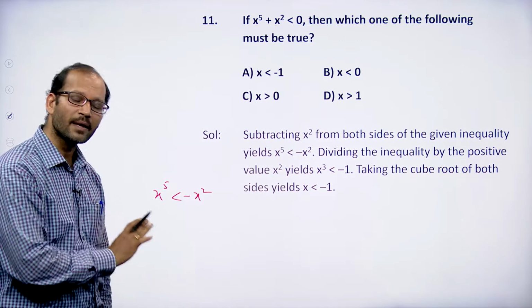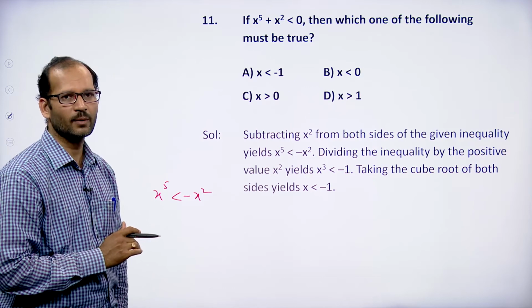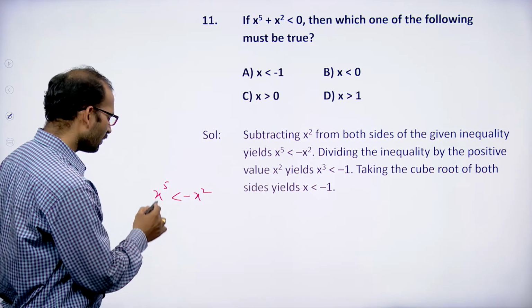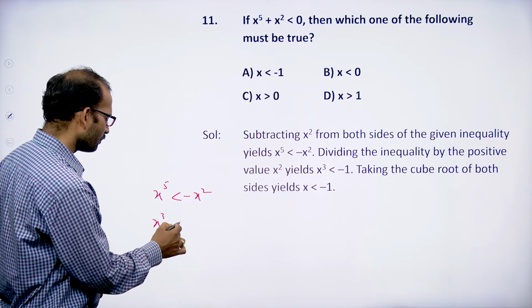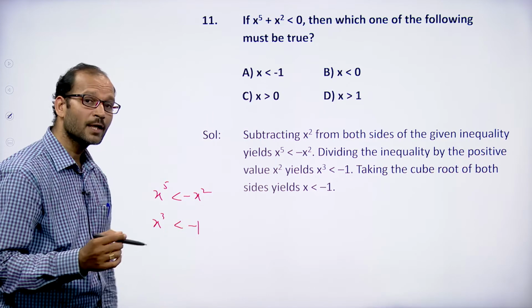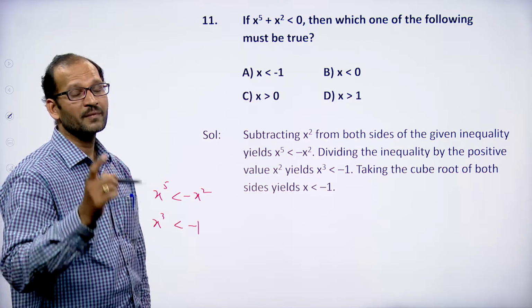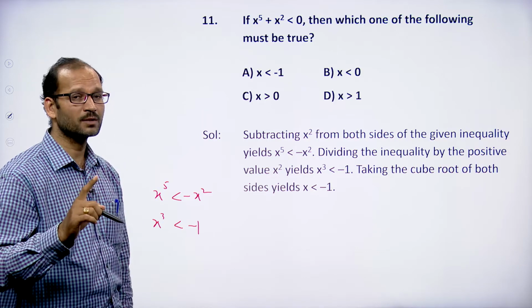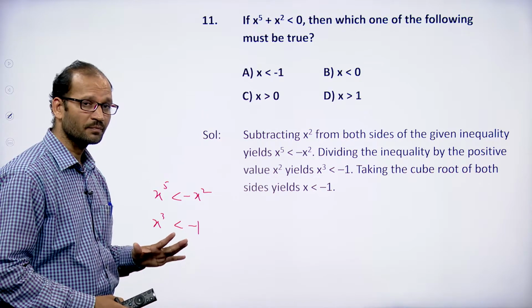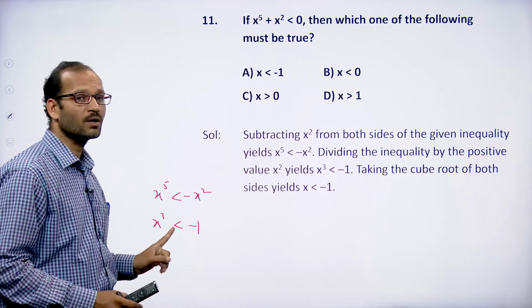I can divide by x square because it is a non-zero value. So if I divide by x square, it will be x cube less than minus 1. Make sure, when you divide, to check whether the quantity is positive or negative. Here x square is positive. That is the reason the inequality is not changed.